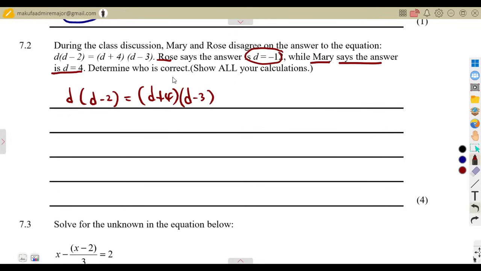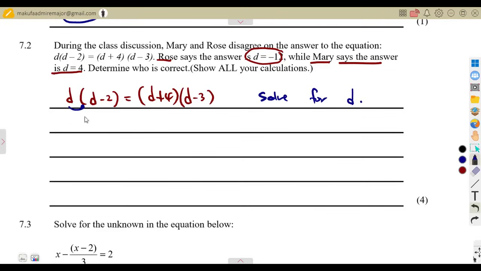Determine who is correct. We just have to solve. To know who is correct, just solve for D. That's it. By solving for D, then you can be able to tell. You can't tell this one is correct. You have to solve, that is, show your calculations. Or you can just substitute if they are the same on the right-hand side, but know how to solve this. Remember, I talked about this as an introduction of these equations.